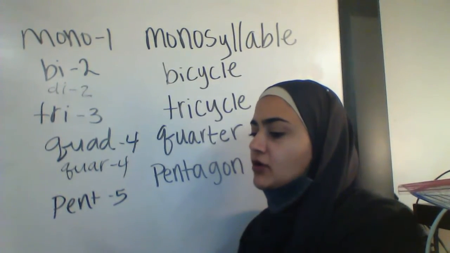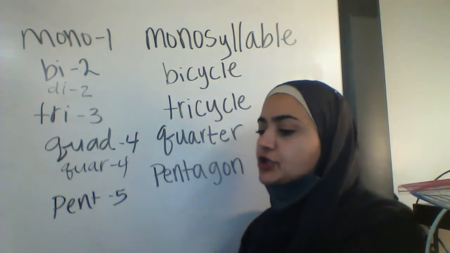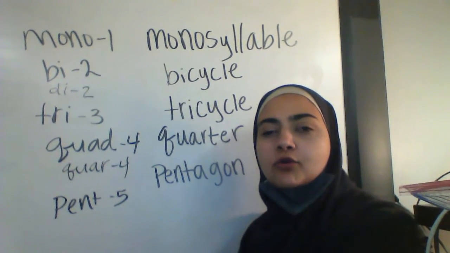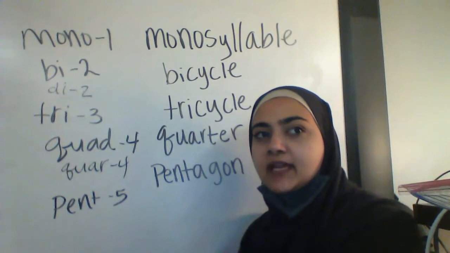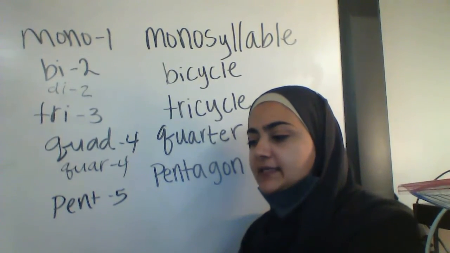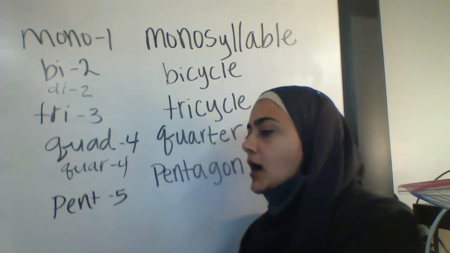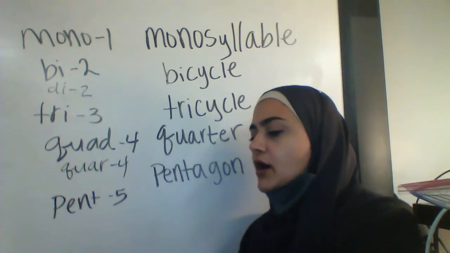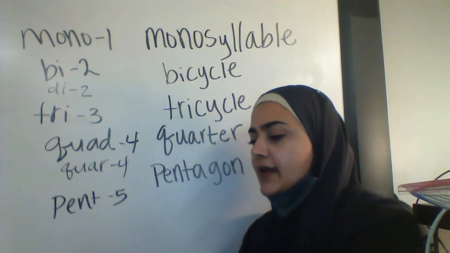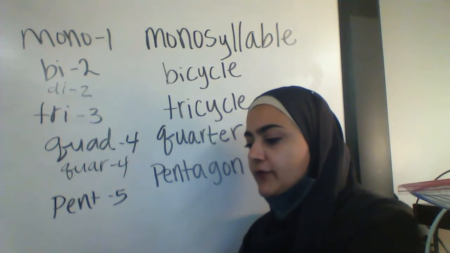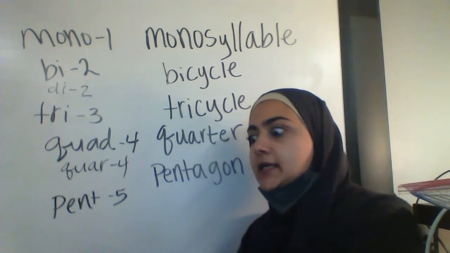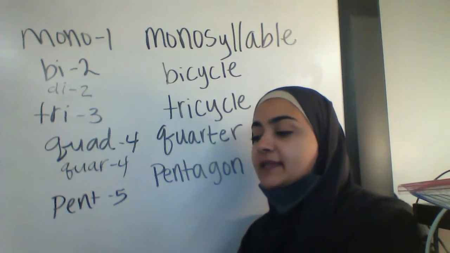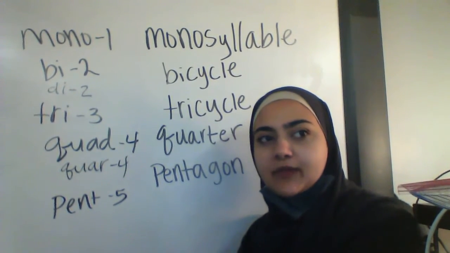We have triangle, trigraph. How about triplets? What does it mean if you say my mom's having triplets? What does that mean, Rena? 3. Triplets means 3 babies. All right. How about quad? Quad means 4, like quadrigraph, right? Or quadruped, which is an animal with 4 feet. Or quadruplets. What does it say when my mom's having quadruplets? That's a lot. She's having 4 babies born at one time altogether. Yeah, 4.